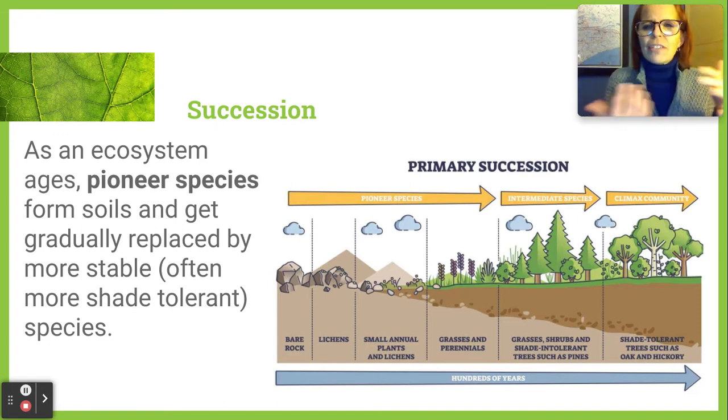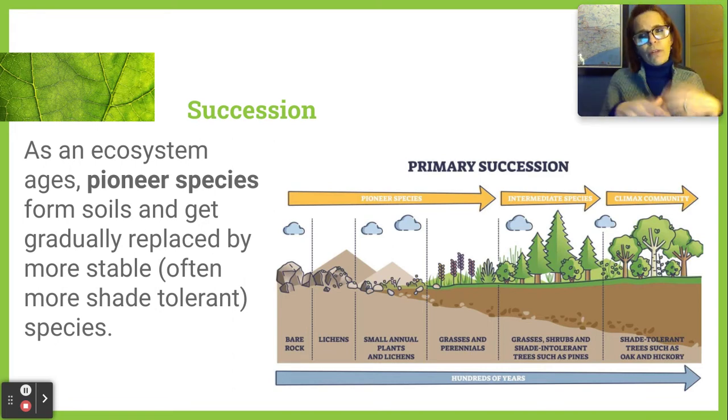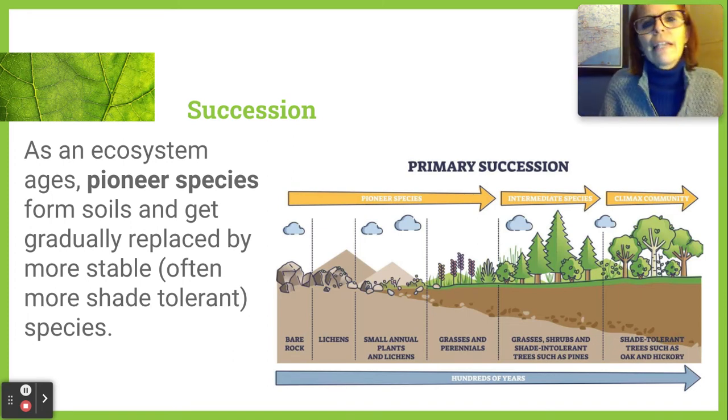But now we have to start dealing with shade. As shrubs and trees come in, they start shading the soil. And so some of the original species that needed sun, they can't live there anymore. So their populations start to diminish and new populations replace them. And so they have these new niches. And so eventually you end up with a climax community.